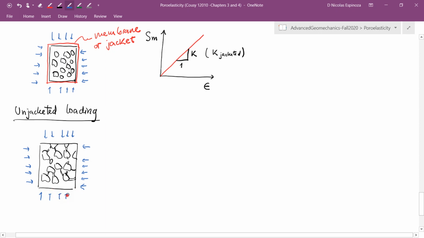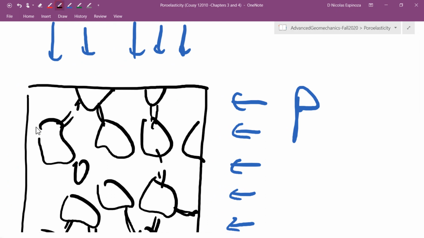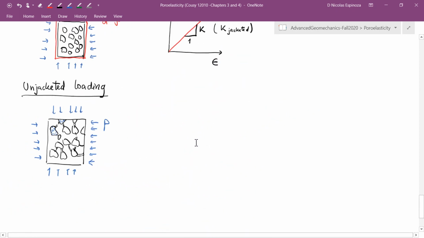And this fluid is going to have a pressure P. And since I don't have any jacket, then as we said, the fluid is going to get in, and as it gets in, it is also going to apply pressure on the walls of the pore. That same pressure P is going to go through the pores, get everywhere, fill everywhere, and apply the same pressure that I have on the external walls. I'm going to have it inside the pores.